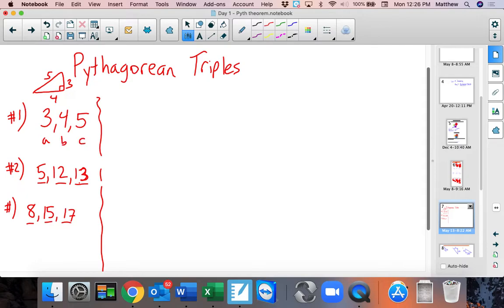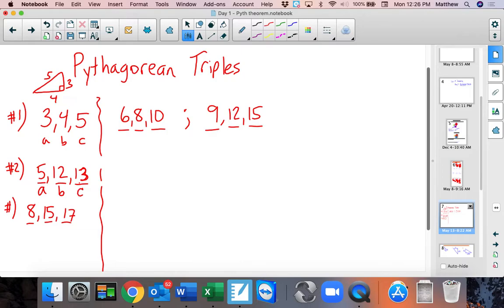But what's interesting is multiples of these are also Pythagorean triples. So if you think of this as A, B, and C, if I multiply each one of those by 2, I'd get a 6, 8, 10. That's also a Pythagorean triple. 6 squared plus 8 squared equals 10 squared. I could multiply each of my original 3, 4, 5 by 3, and I'd get a 9, 12, 15. 9 squared plus 12 squared equals 15 squared. And I could keep going on and on. Similar with 5, 12, 13.